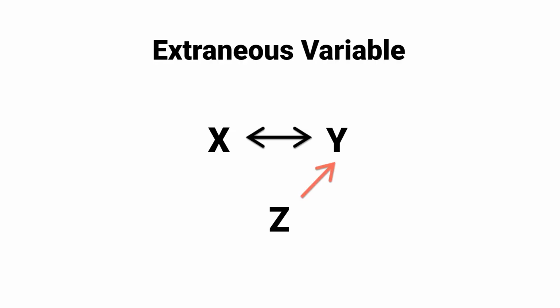A third way to reinterpret a correlation relates to the presence of an extraneous variable. This means that x and y are correlated because a third variable, z, causes y but not x. The correlation between the two is therefore completely coincidental.